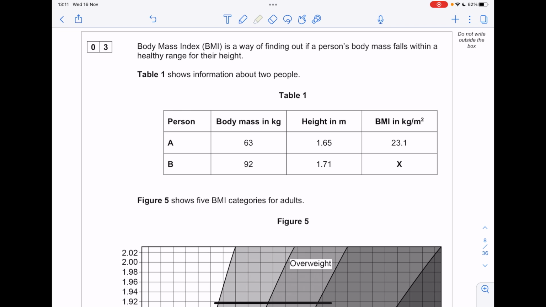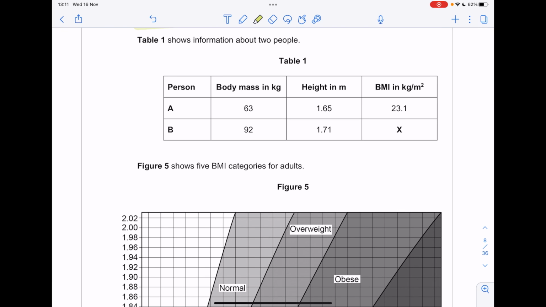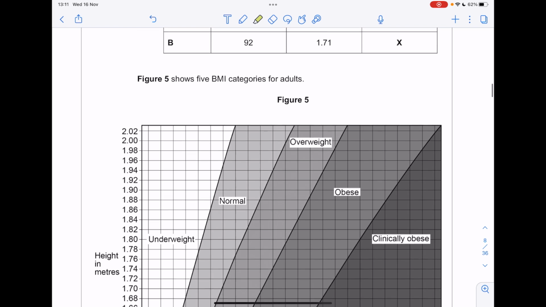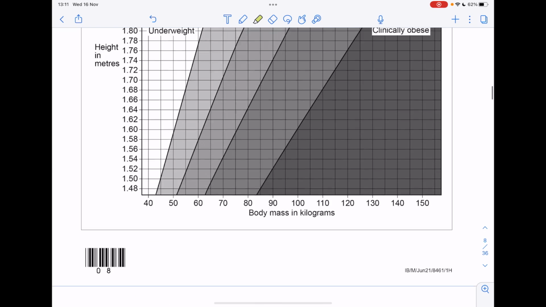Body mass index, BMI, is a way of finding out if a person's body mass falls within a healthy range for their height. Table 1 shows information about 2 people. Make sure you read every single word. Figure 5 shows 5 BMI categories for adults. Which is the BMI category for person A in Table 1?